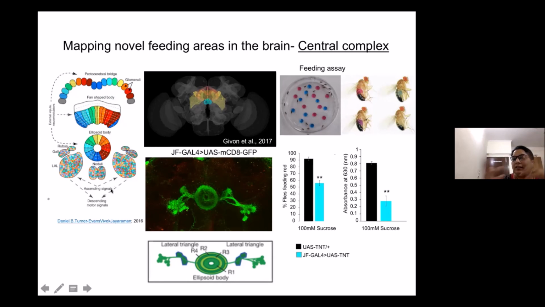So we did another screen to see if there are any other regions in the brain which could be involved in regulating feeding behaviors. We found that the ring structured neurons, if you silence these neurons, they also show defective feeding responses, which is observed by looking at how much flies are feeding in a plate assay or looking at the consumption of flies in absorbance assays.